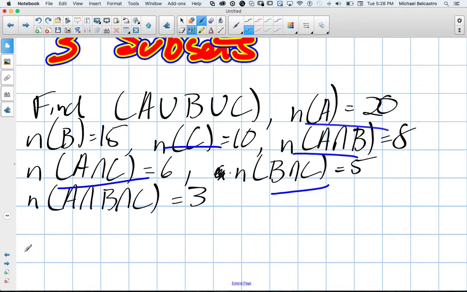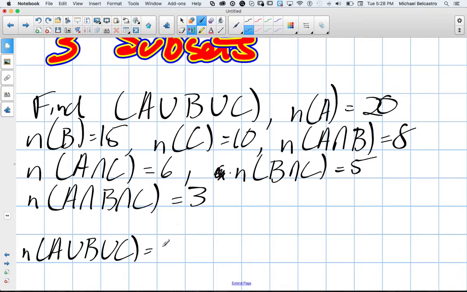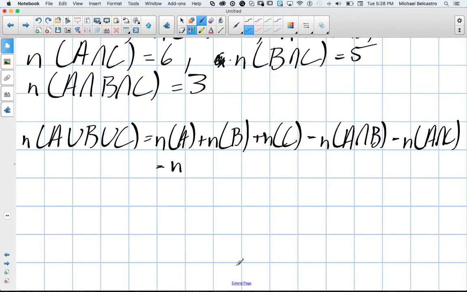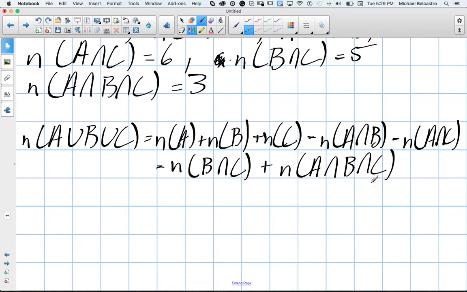So if we're looking for A or B or C, the formula states that we add all the units of A plus all the units of B plus all the units of C, and then we subtract where there's A and B. So we subtract the units of A and B. We subtract the units of A and C. We subtract the units of B and C. And then finally we re-add the units that have A and B and C. Okay, so here's our formula.